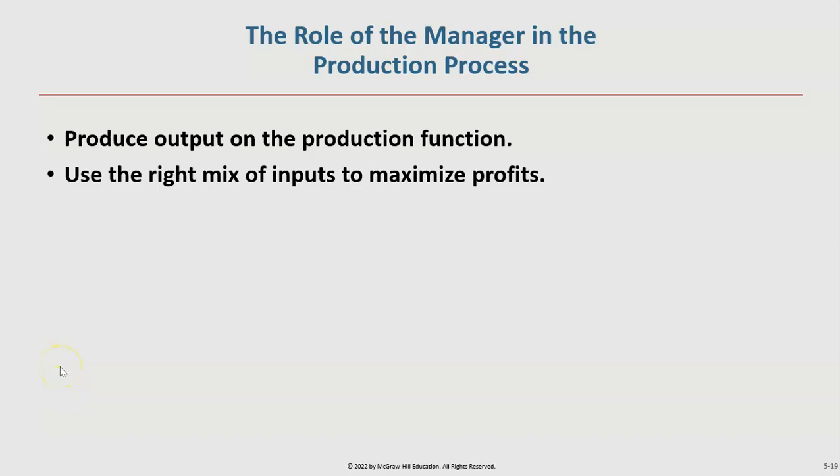So in this context, the role of the production manager is to make sure that the production process is going efficiently. In terms of the simple graph, we want to produce output on the production function. Just because we can draw the production function does not mean that we are producing on it. Remember, the total product curve is the maximum output that we can squeeze out of our inputs. And then the other role is to use the right mix of inputs to maximize profits.